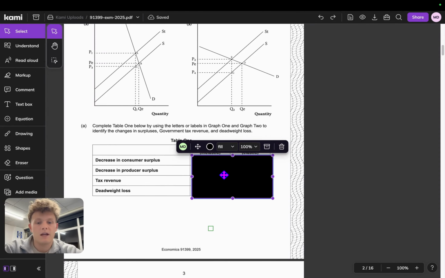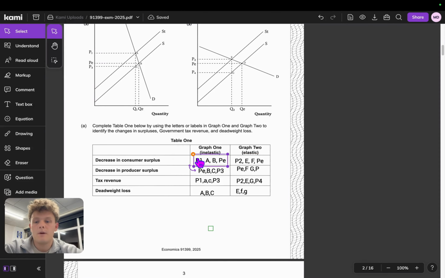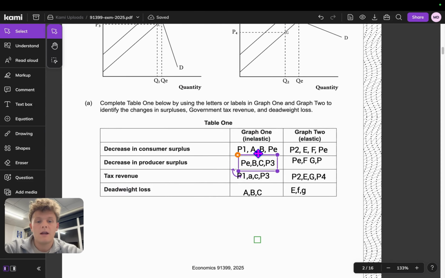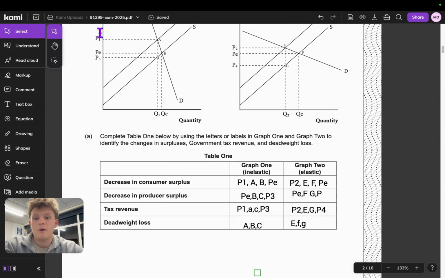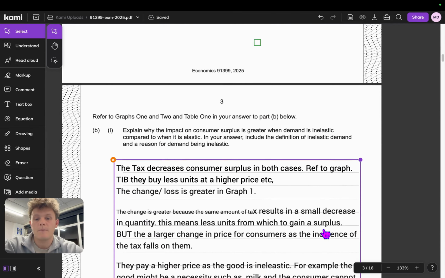So let's just rehash these answers here. And we can see it's P1, A, B, PE for decrease in consumer surplus. Decrease in producer surplus, PE, B, C, P3. Tax revenue is the rectangle of P1, A, C, P3. Or in this case, P2, E, G, P4. And then the difference, ABC, is the deadweight loss in graph 1. And EFG is the deadweight loss in graph 2.